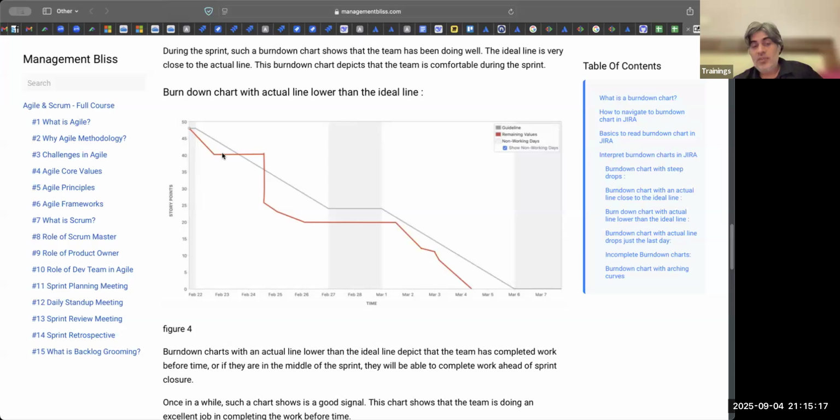Okay, so now if you look at this chart, it is below the gray line for a lot of periods, which means the team is doing work faster than the ideal rate. This is good. This is very good, isn't it? This is good, right? But if they keep doing it sprint after sprint, there is a problem. They are taking fewer stories than they can handle.